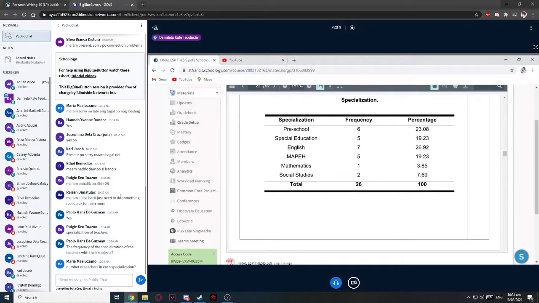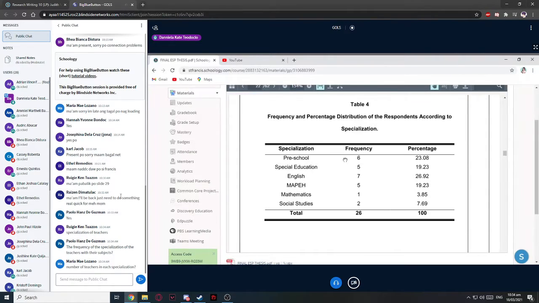Okay, we have our number of respondents according to their specialization. So in here we have 6 preschool major, 5 special education major, 7 English major, 5 MAPE major, 1 math major, tas dalawang social studies major. Now, aside from the frequency, we also have the percentage. Sa total na 100%, ilang percent ang preschool, ilang percent ang English, ilang percent ang SPED, ang MAPE, Math, at SOCSAI.